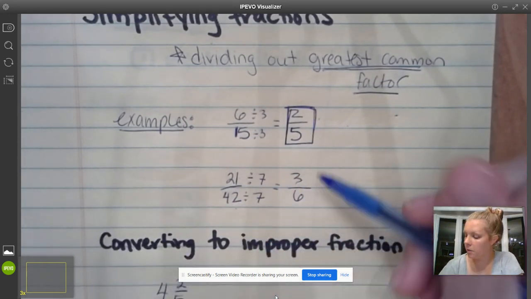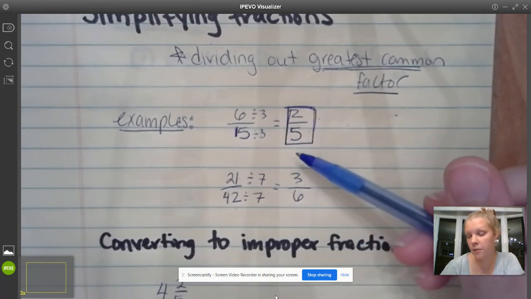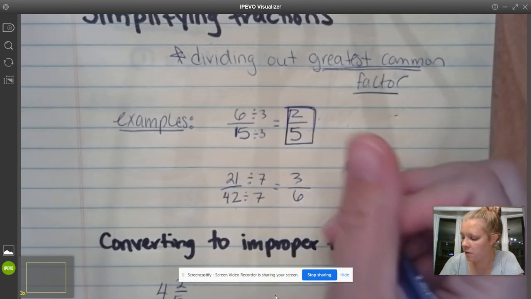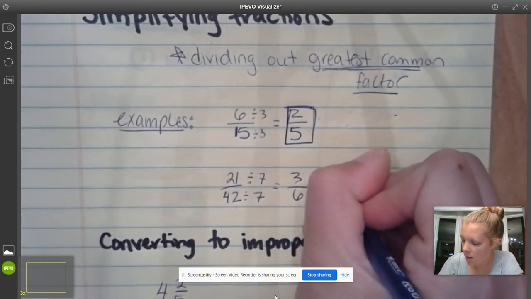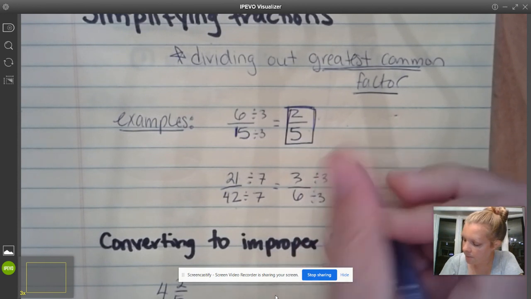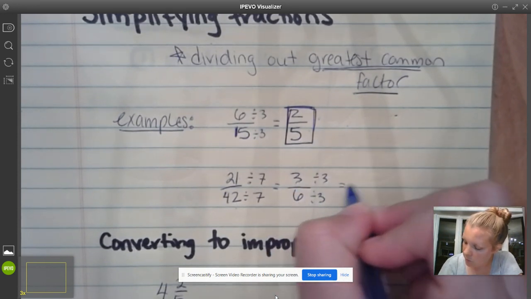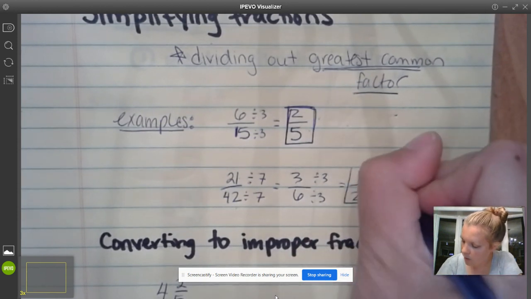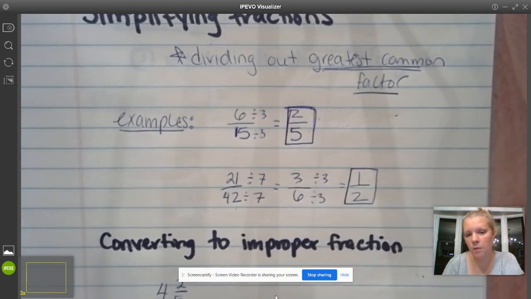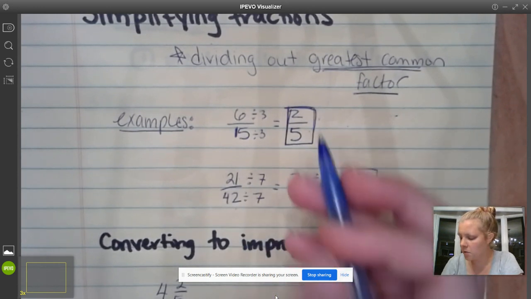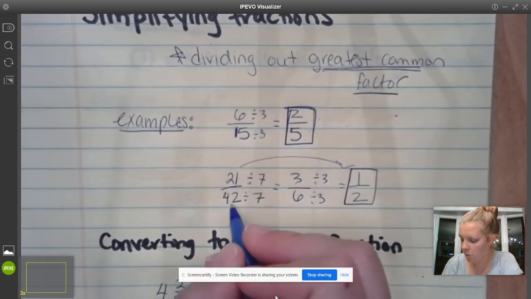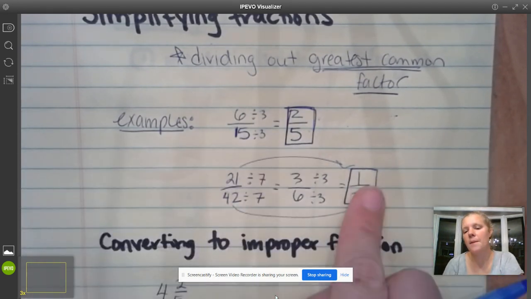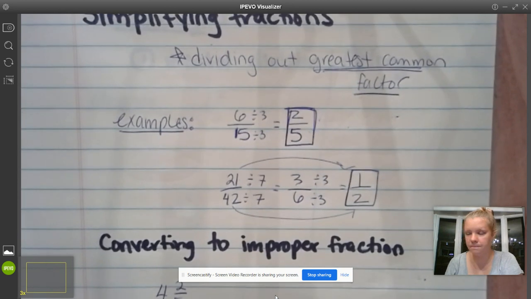And in the previous problem, just dividing out the 3, we were done. But if I look here, 3 and 6 still have a common factor. They have a common factor of 3. So I have to do that process again. 3 divided by 3 is 1. 6 divided by 3 is 2. And so 21 over 42 simplifies to be 1/2. If I had divided by 21, I would have gotten to 1. 42 divided by 21 is 2. So you can just skip the extra division.